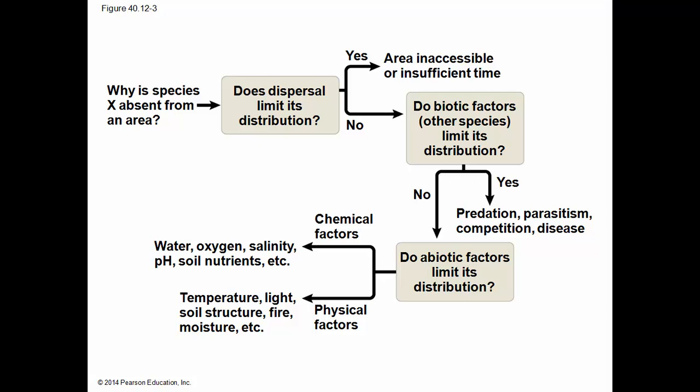Are they chemical factors like water, oxygen, salinity, pH, soil nutrients, or are they physical factors like temperature, light, soil structure, and fire and moisture? Okay, so these are all interactions between organisms and the environment that limit the distribution of the species.